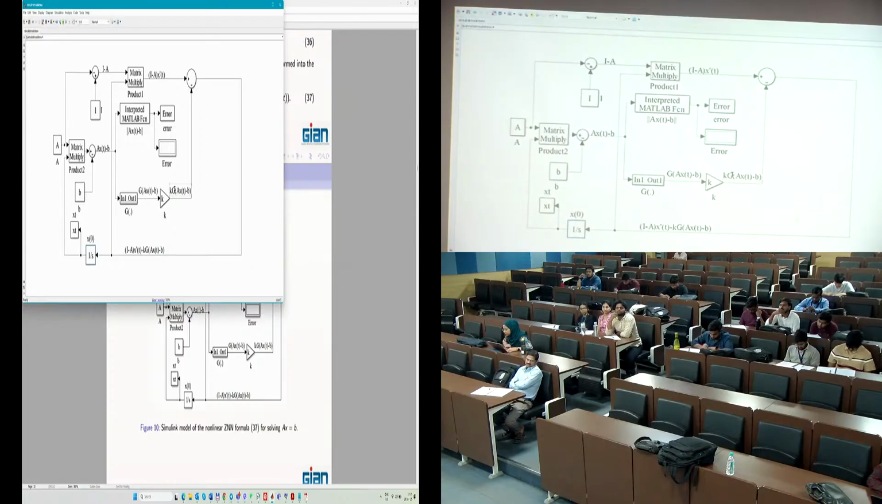What do we multiply? A with x of t. A x of t. In the positive part of this plus-minus, A x of t will be used with sign plus, will be positive. B will be negative, and the output of this block will be Ax minus b.